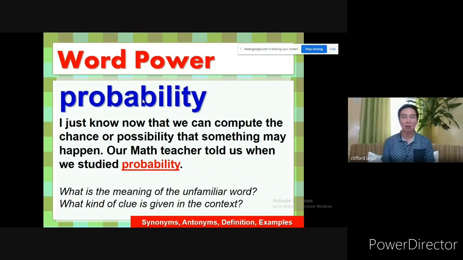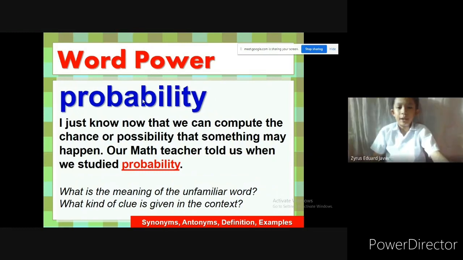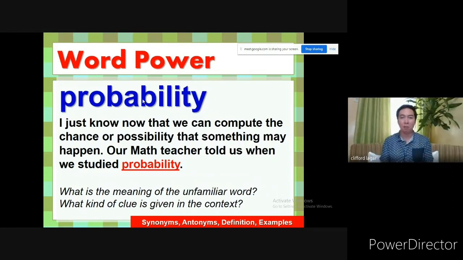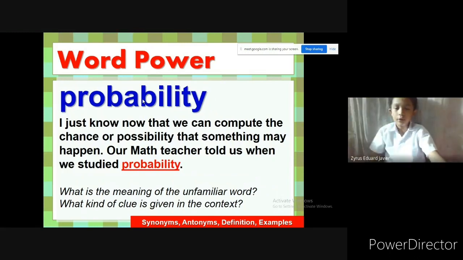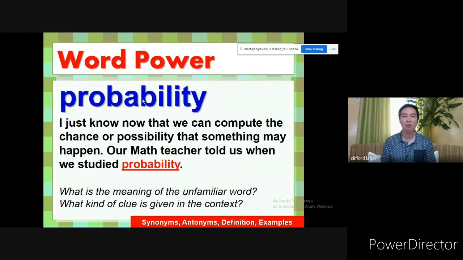Thank you, Jones. Now, Cyrus, what could be the possible meaning of probability? Chance or possibility that something may happen. Okay, it could be chance or possibility or something may happen. So Cyrus, how did you know that these are the possible meanings of this unfamiliar word probability? Using synonym, sir. Okay, very good. So by using synonyms as context clues.